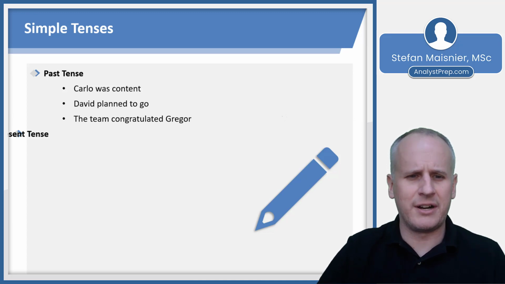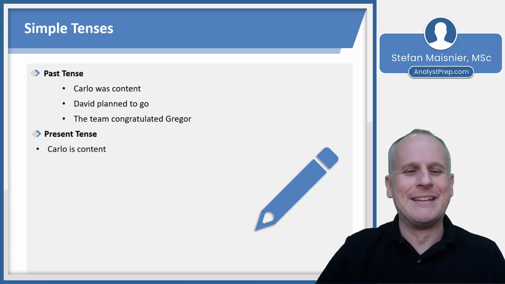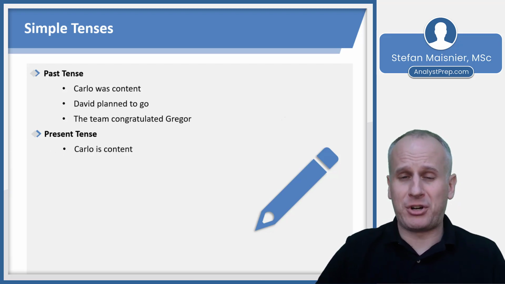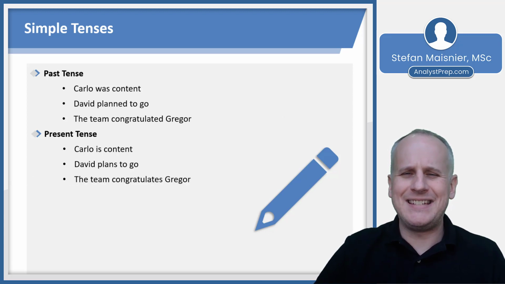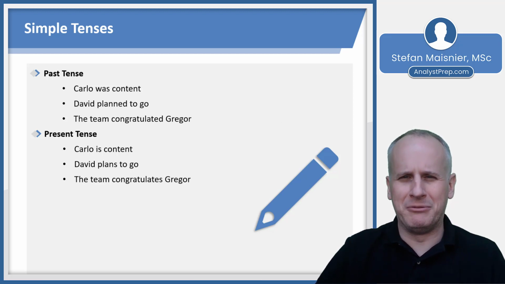They congratulated Gregor. Or it congratulated Gregor. Present tense, Carlo is content. Carlo is right now content. That is what he is. That is fine. David plans to go. Again, maybe he isn't thinking about it at this very moment, but abstractly in the present, David plans to go. And the team congratulates Gregor is the kind of phrasing that often students will go, ew, that doesn't sound great.